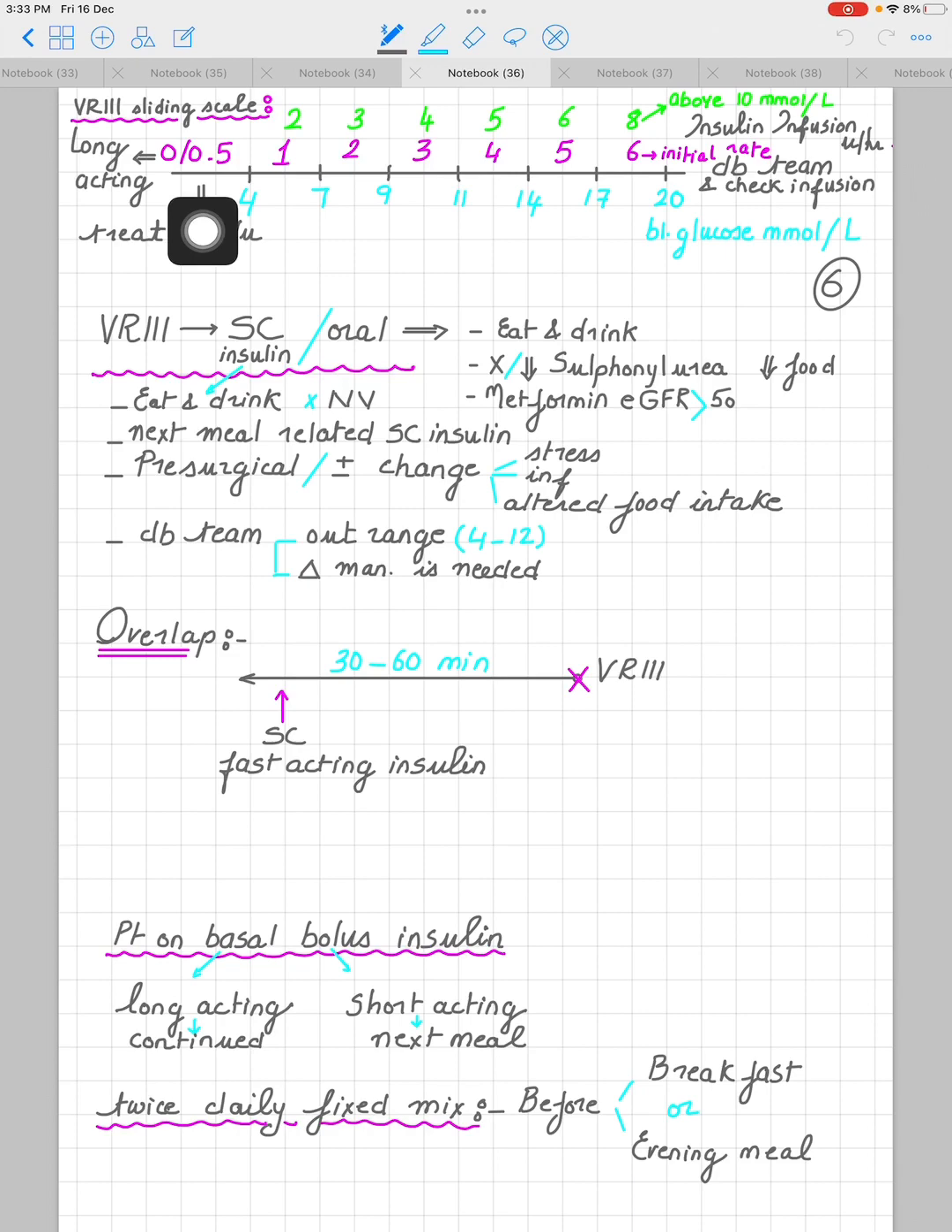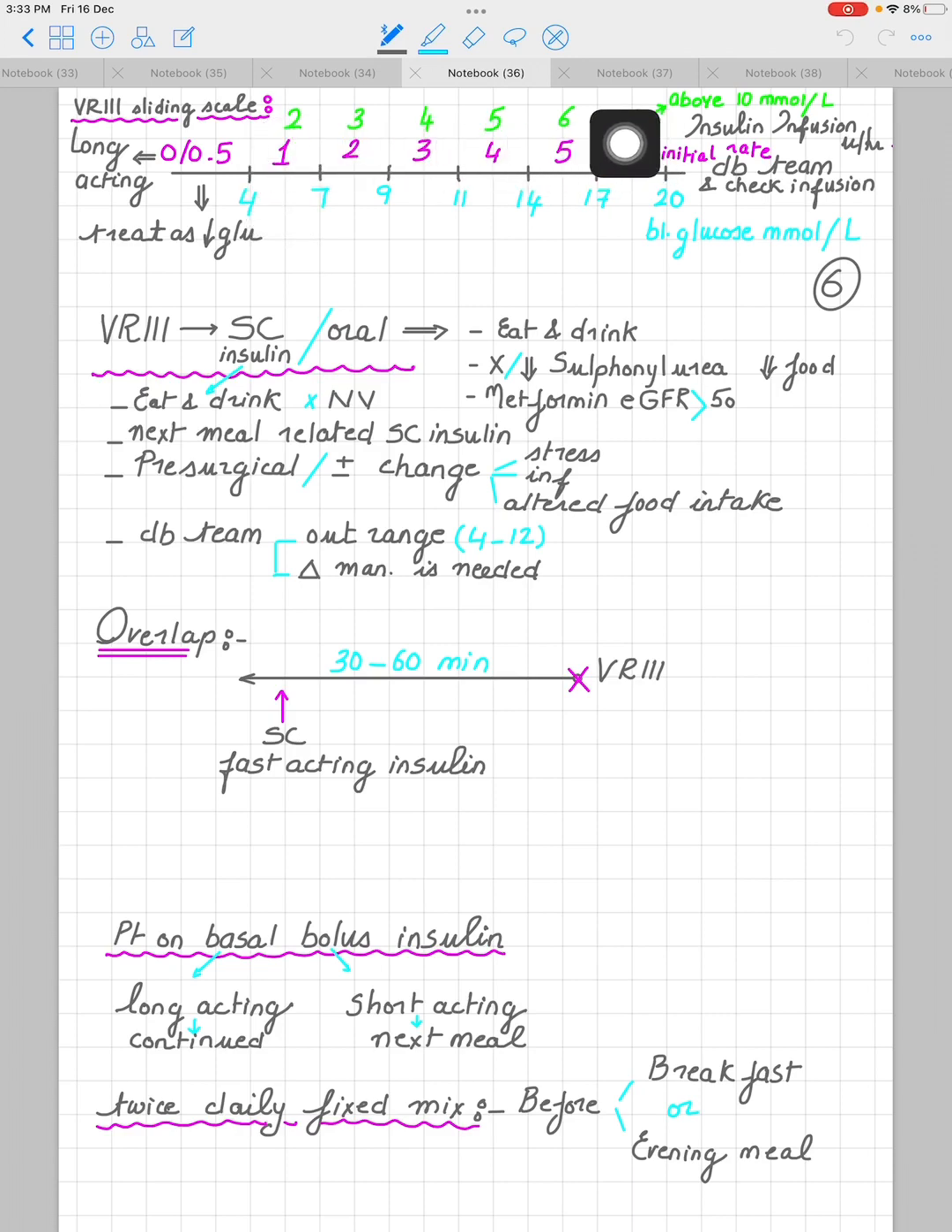So for instance, in case we have less than 4 millimole per liter glucose, we start by 0.5, or even 0 if a long-acting background insulin has been continued, and treat as for hypoglycemia. In case the glucose range is from 4 to 7, we start the initial infusion rate of insulin by 1, and so on.